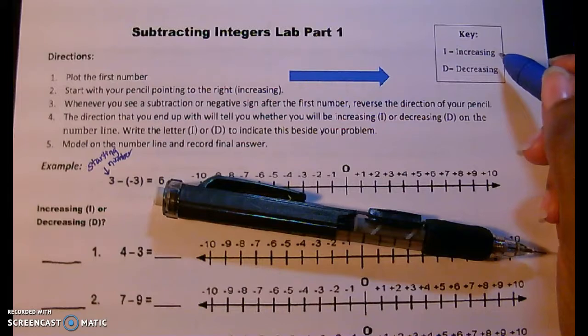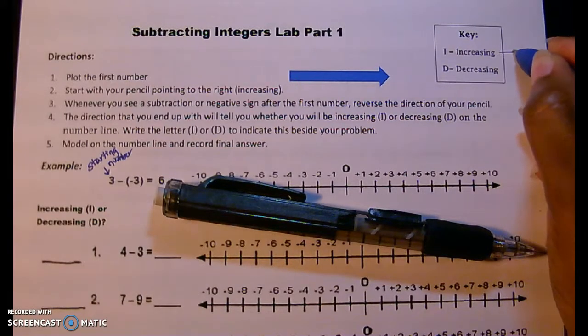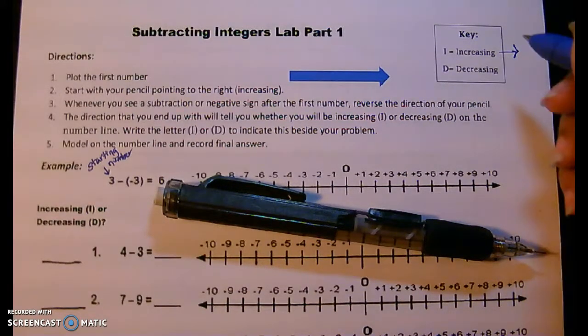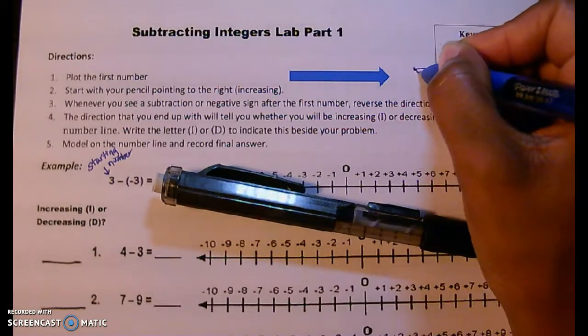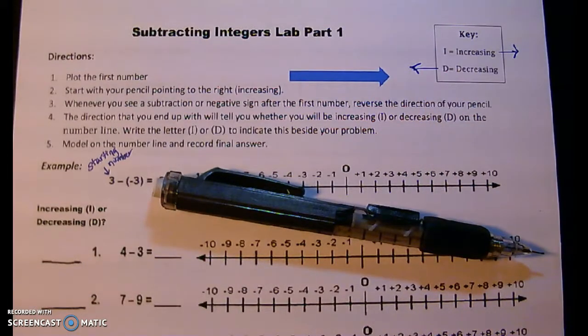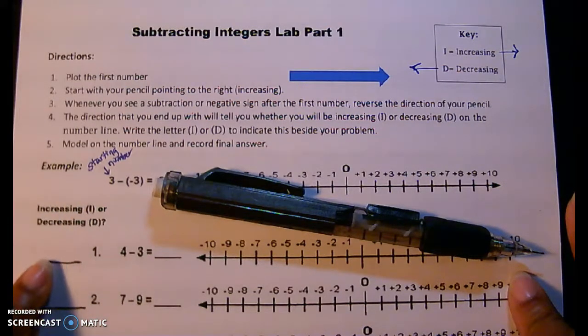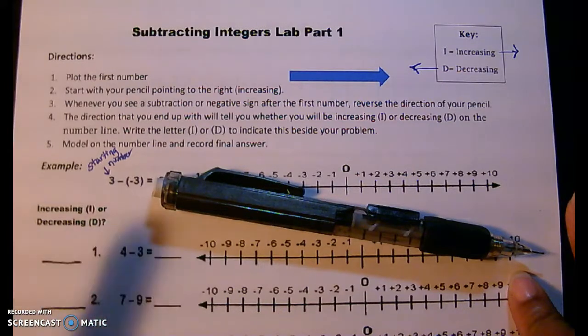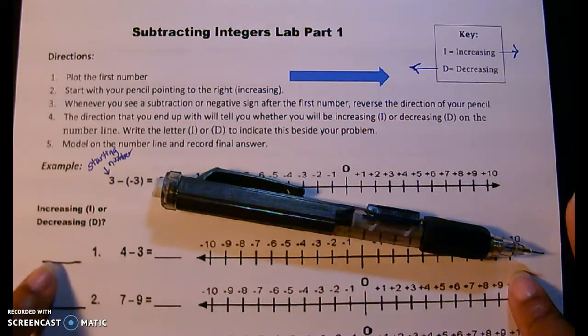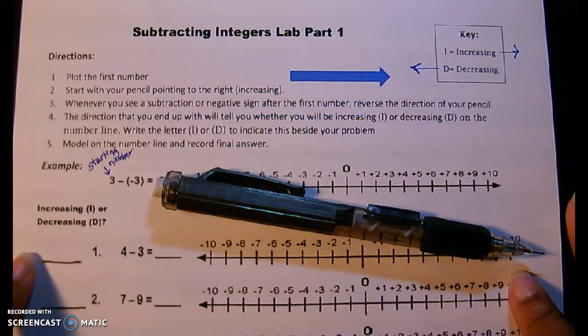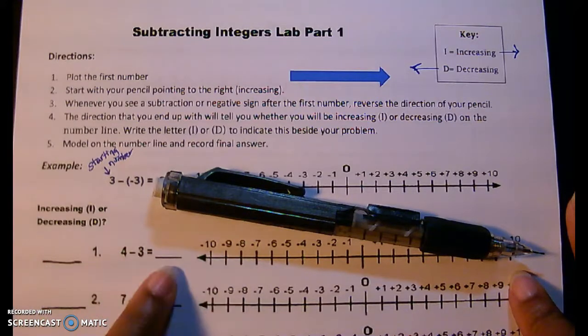Here you can see our key. Go ahead and write beside your key that increasing means we're moving to the right on the number line, and decreasing means we're moving back down to the left of the number line. Whichever direction your pencil is facing, you're going to document that by writing an I or a D beside your problem. Once you identify which direction you'll be moving in, increasing or decreasing, you're going to model the rest of the problem and record your answer here.